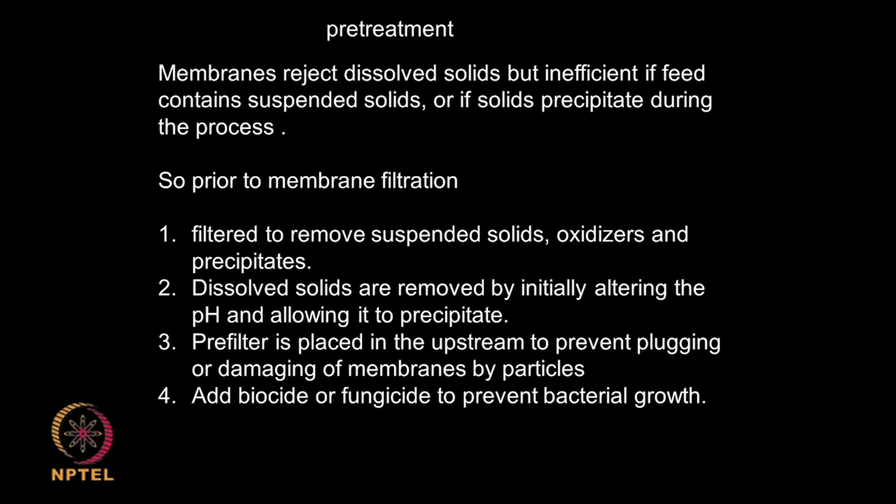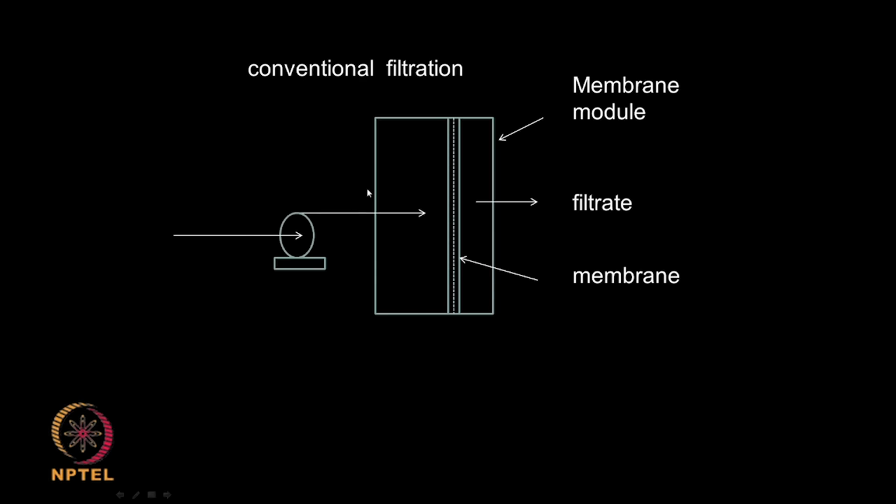So, like I said, we can do many things before the feed actually goes into the membrane, which is very expensive. We can have different types of membranes early on which are cheaper, and then go to membranes which are more expensive. Typically this is how it looks. You have a pump, then the membrane module, where the membrane is placed, and then we get the filtrate. This is a direct flow: the feed directly hits the membrane and the filtrate comes out.